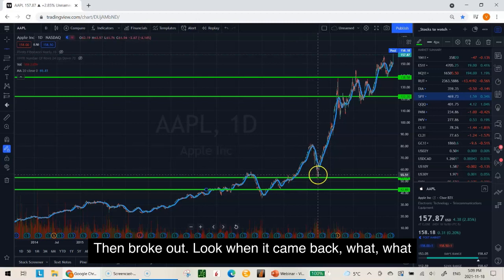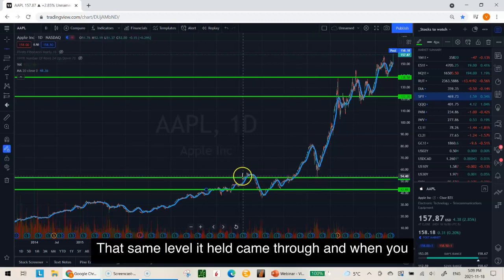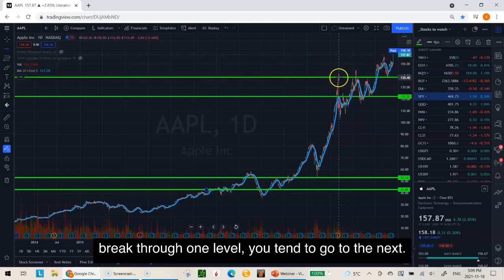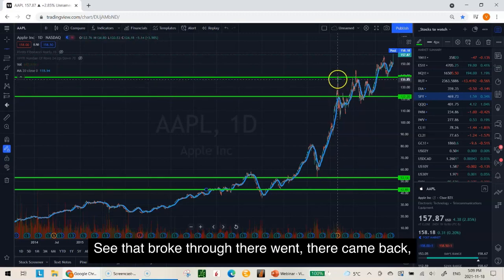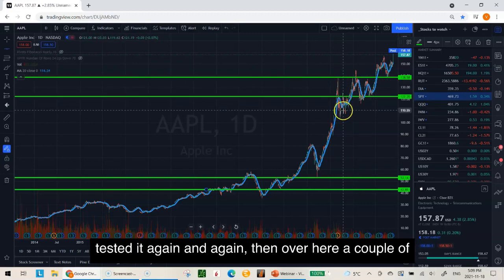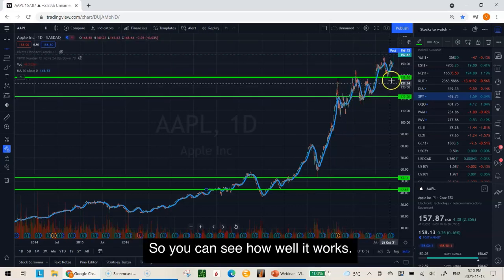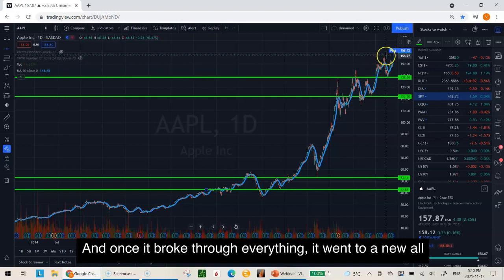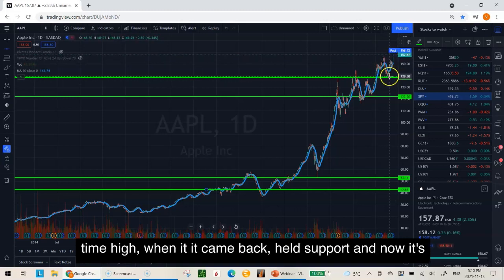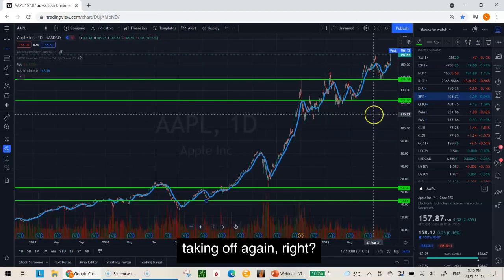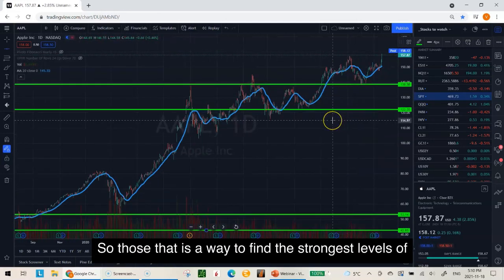Look, when it came back, what level did it retest? That same level. It held, came through, and when you break through one level, you tend to go to the next. See that? Broke through there, went there, came back, tested it again and again, then over here a couple times, then here. So you can see how well it works. And once it broke through everything, it went to a new all-time high. When it came back, held support, and now it's taking off again, right? So that is a way to find the strongest levels of support and resistance.